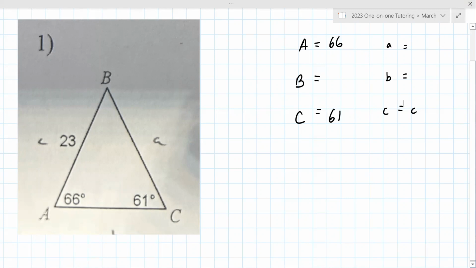So you would add 66 and 61 and then subtract from 180. Yes, exactly. You would get 53 degrees. 53, good. Okay, now that's very important. All right, get those down first.